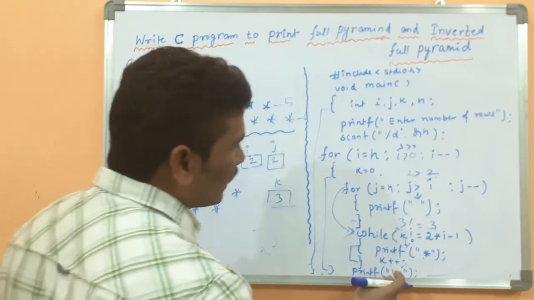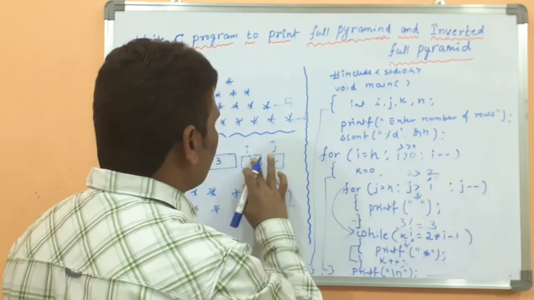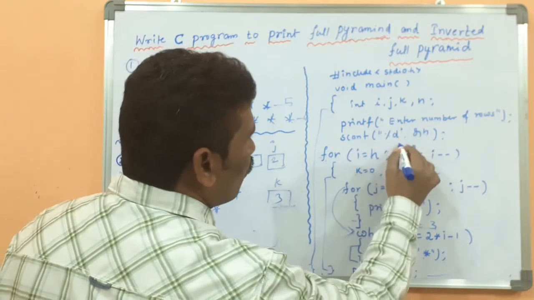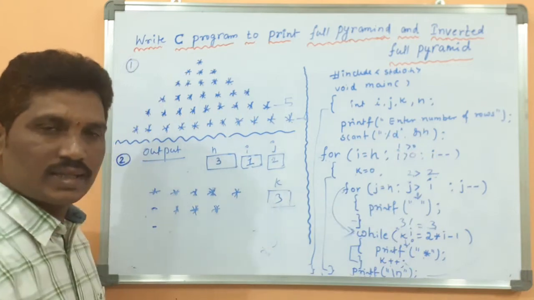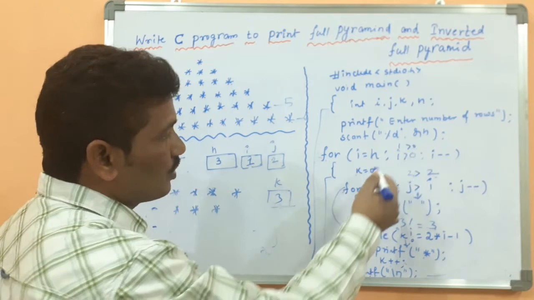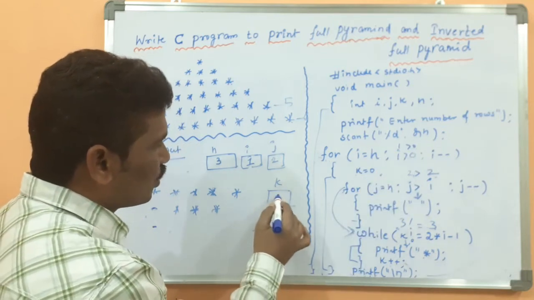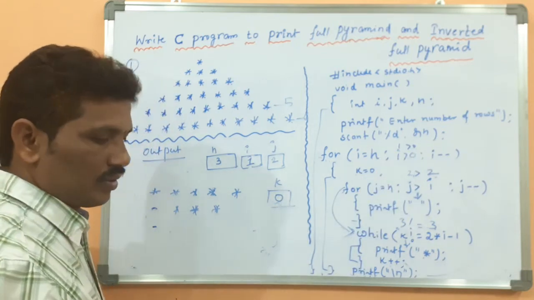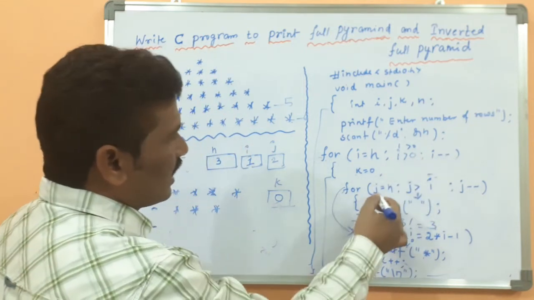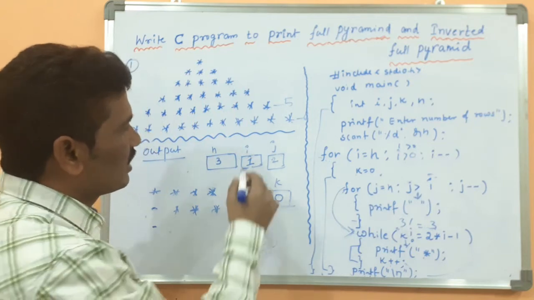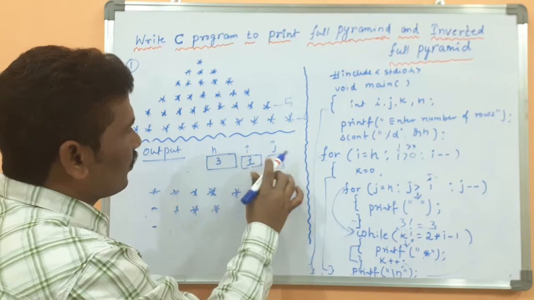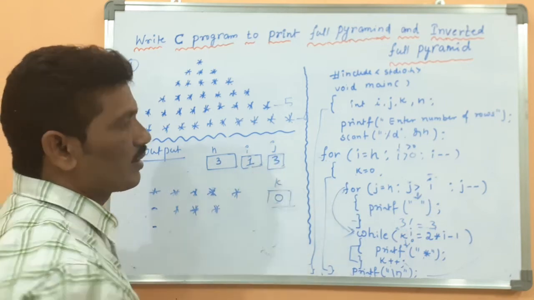Okay. After that, I is decremented by 1, I value becomes 1. 1 greater than 0, the condition is true. Then again the k value is reset to 0. Then after that, here j becomes n. What is j equal to n means 3. J value becomes 3.